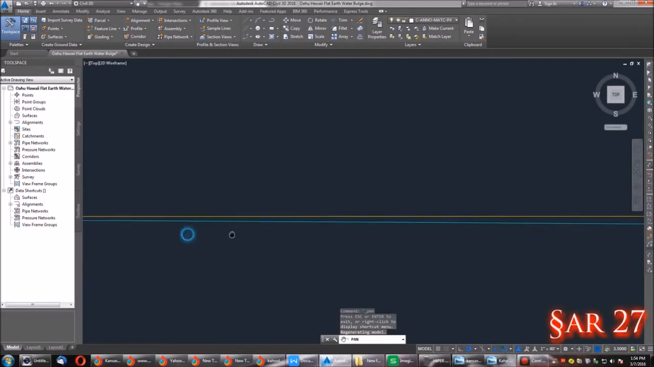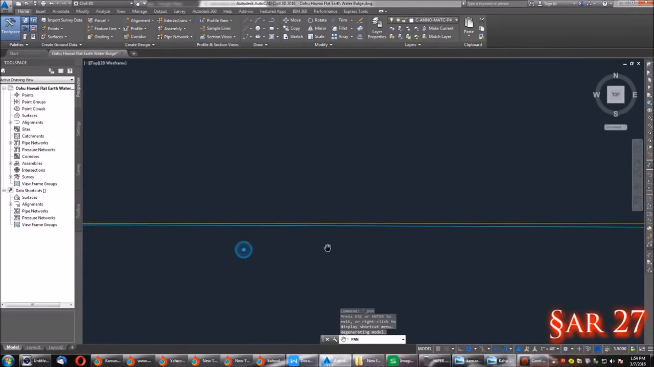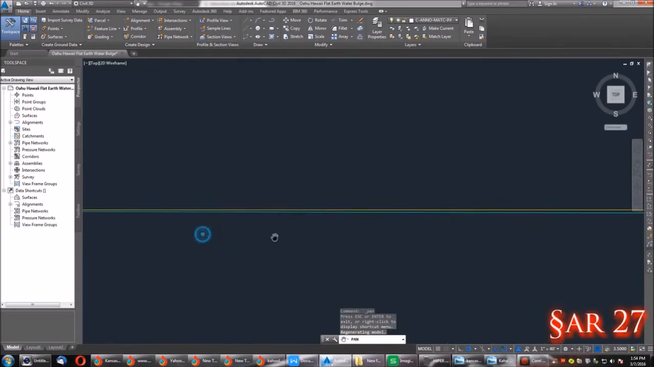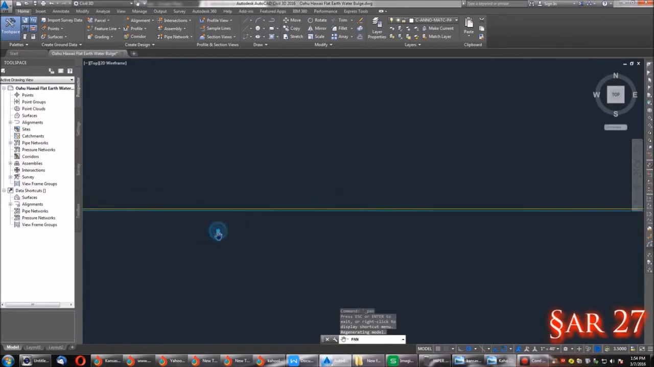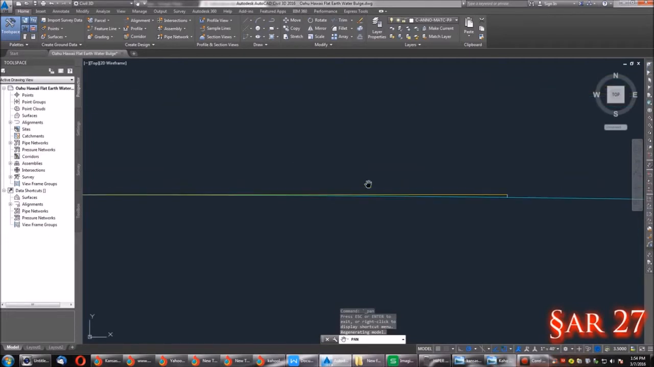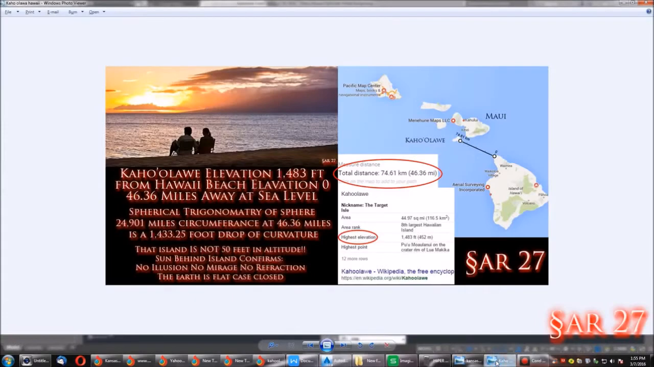And you can see that there's a lot of curvature in the way, hiding it. Look at that. How can anybody see that entire mountain range with that whole bulge of water in the way? And if you look at the math, the foot drop is 1,433 and the elevation is 1,483. So that island back there does not look like it's 50 feet tall. It looks like it's the whole entire thing.